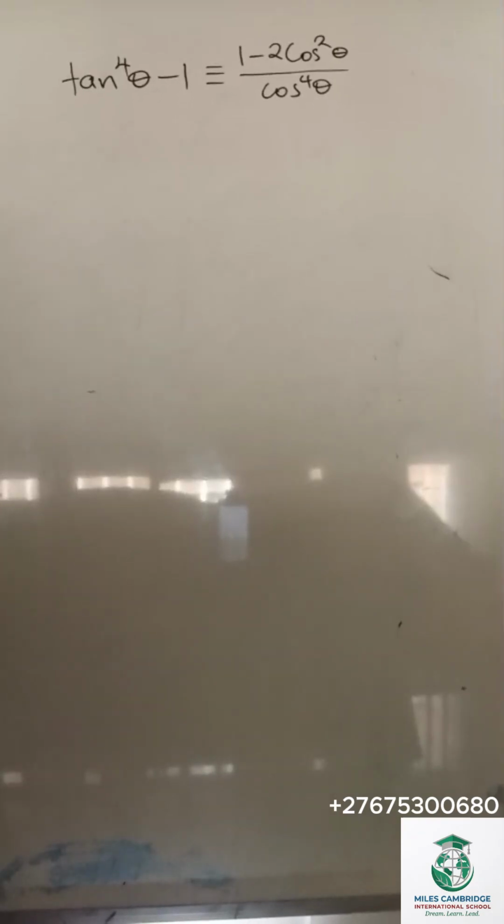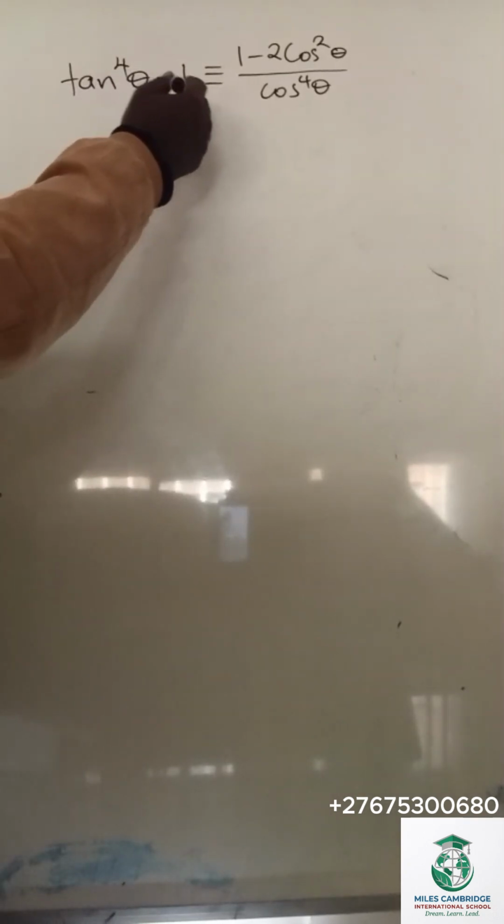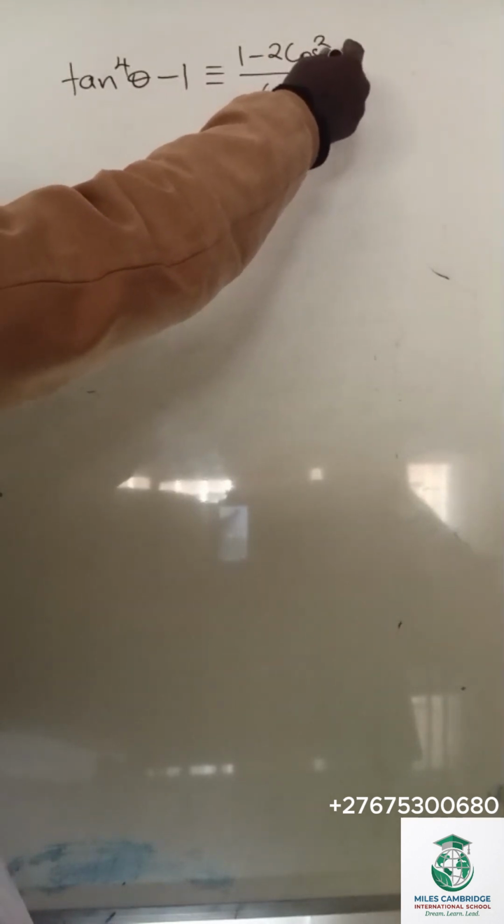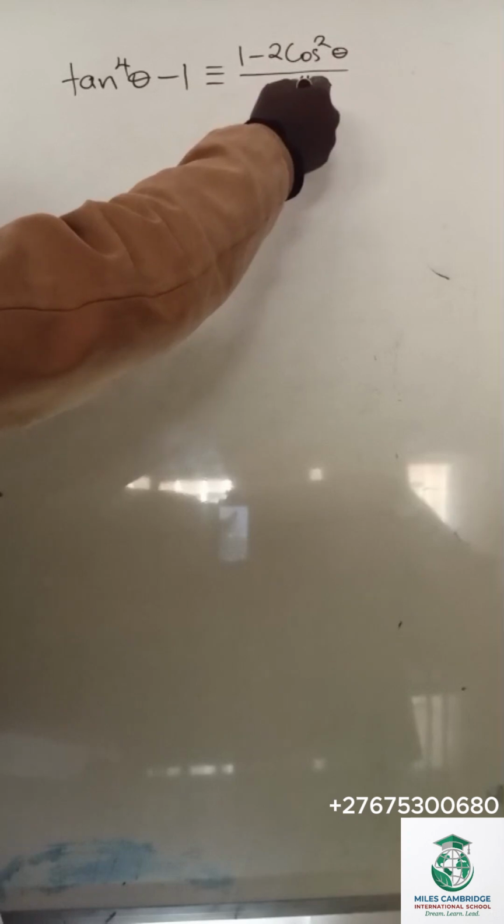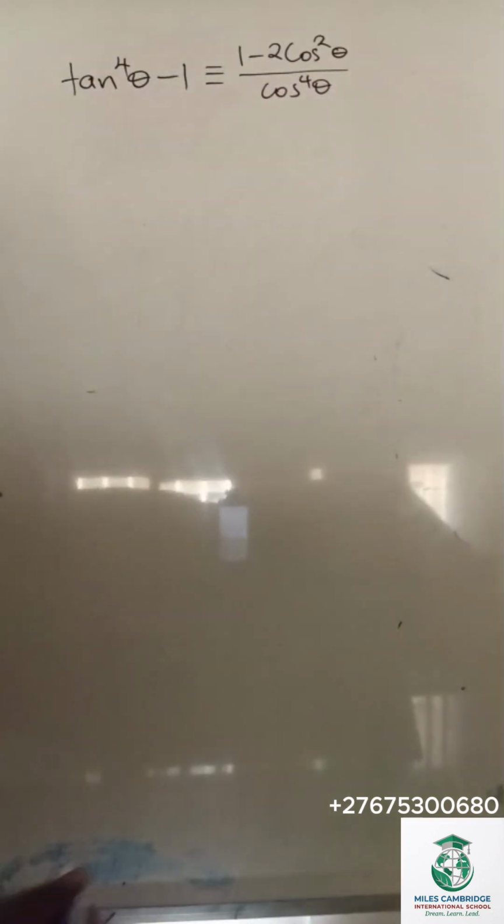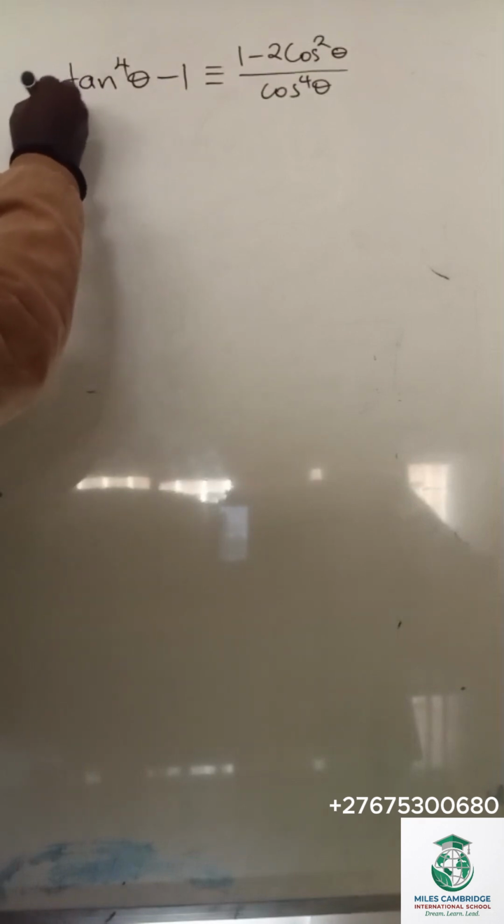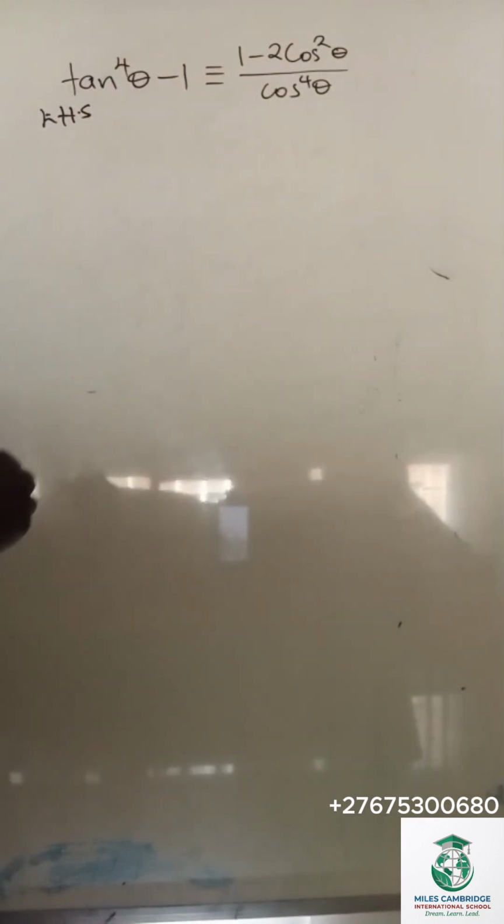Okay, we are supposed to prove this identity. tan⁴θ − 1 is identical to (1 − 2cos²θ) over cos⁴θ. How do we go about it? Considering the left-hand side, what are we going to say?